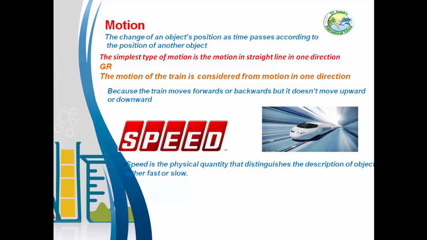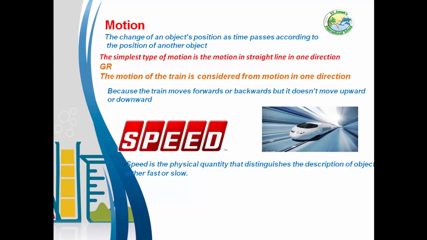Another example, if we have two cars and they cover different distances at equal time, the first one covers longer distance than the second one. Which of them is faster? Of course, also the first one, because it covers longer distance in the same time.